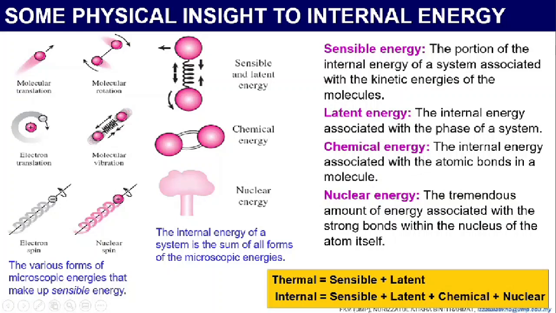Chemical energy is the internal energy associated with the atomic bonds in a molecule, while nuclear energy is the tremendous amount of energy associated with the strong bonds within the nucleus of the atom itself. Thermal energy is equal to the sensible plus latent, but internal energy is sensible, latent, chemical, and nuclear. So as you can see in this figure here, various forms of microscopic energies make up sensible energy. And then the internal energy of a system is the sum of all forms of the microscopic energies.